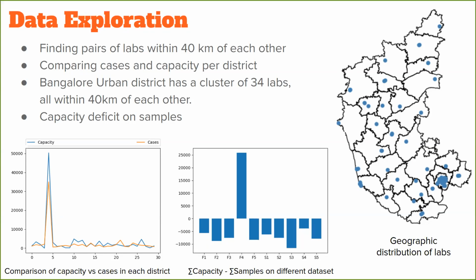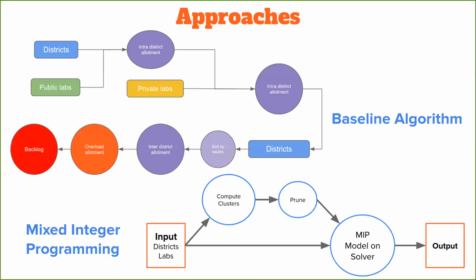Now, to approach the problem, one would normally start by first filling the public labs inside the district since they are the cheapest. Next, private labs should be filled and then samples should be sent outside. As overloading and backlogging samples is very expensive, this should be avoided as much as possible and only be performed at the latest. We shall refer to this simple and generic method as the baseline algorithm.